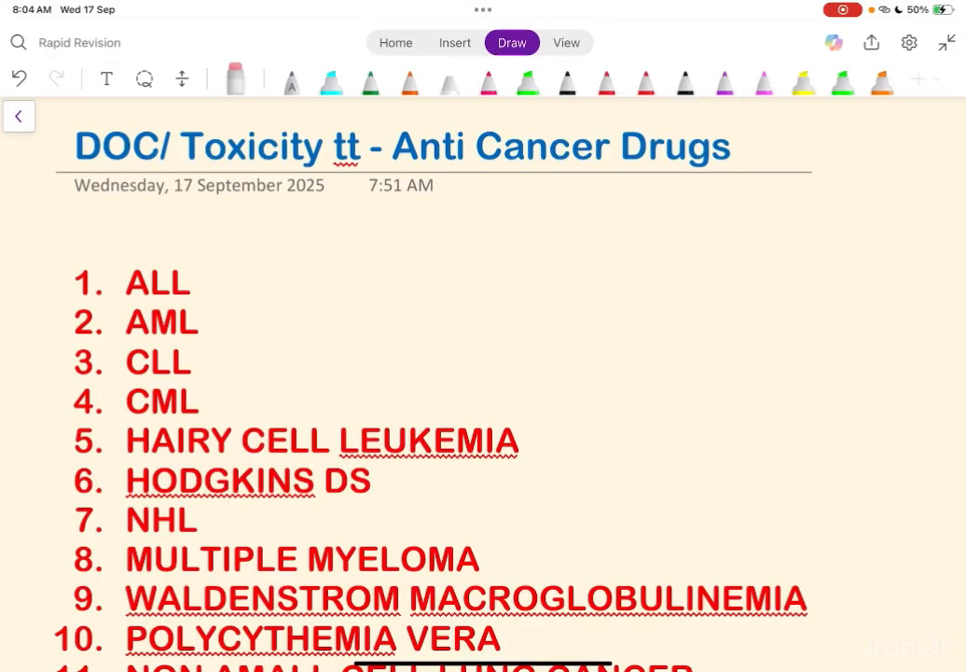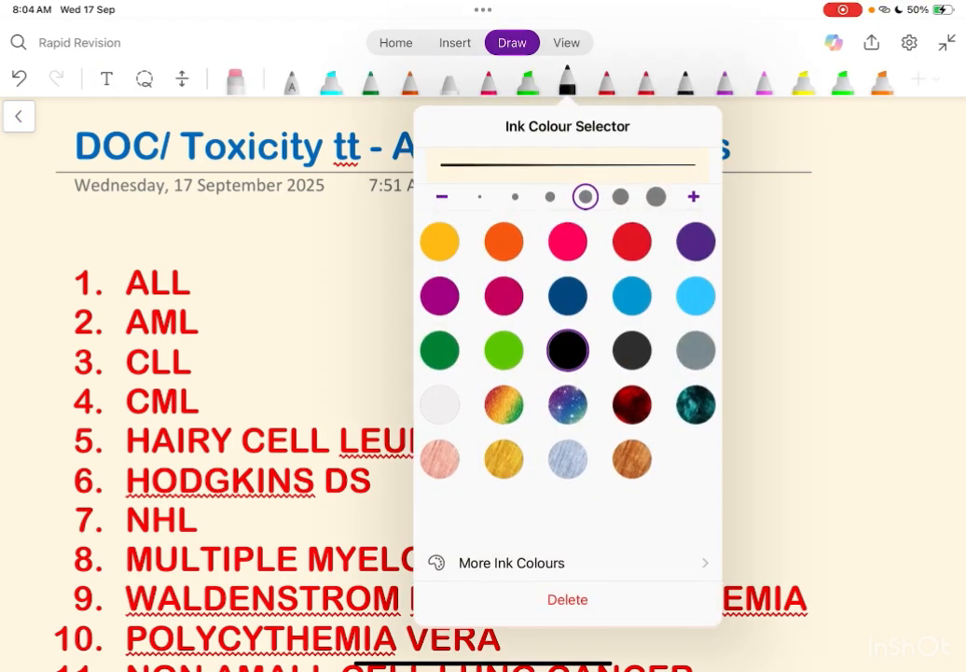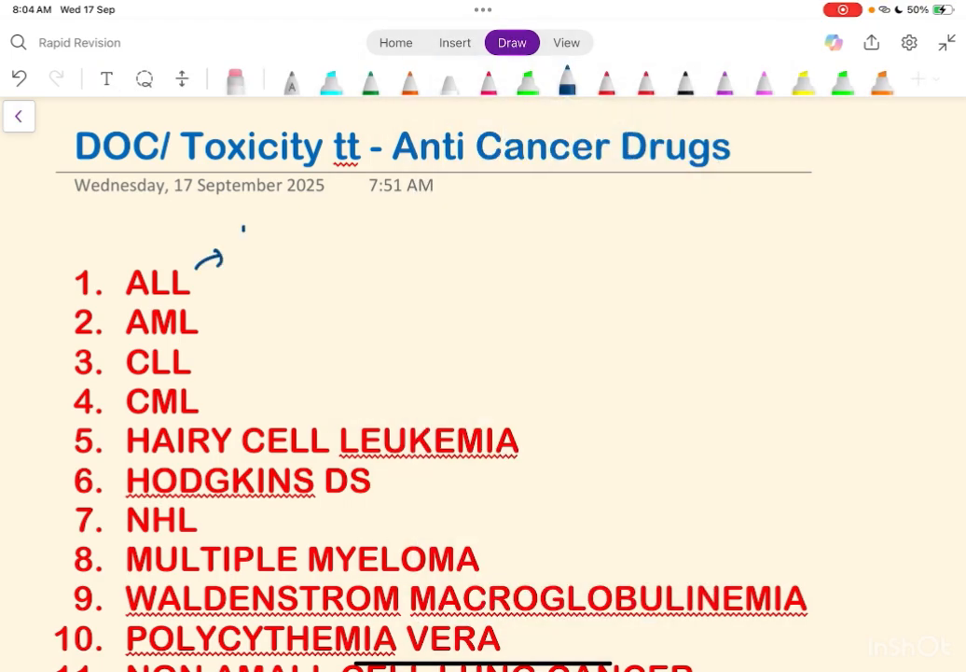In this video, I'll be covering the drugs of choice for most of the cancers, and then I'll also talk about the agents that are used to prevent the toxicity and so on. So starting from the first one, we have ALL. For this, you have to remember the mnemonic VAPID. Okay, this is going to help you.